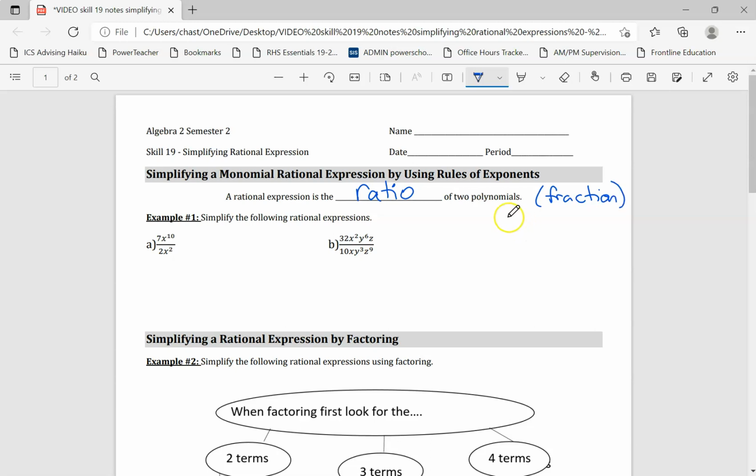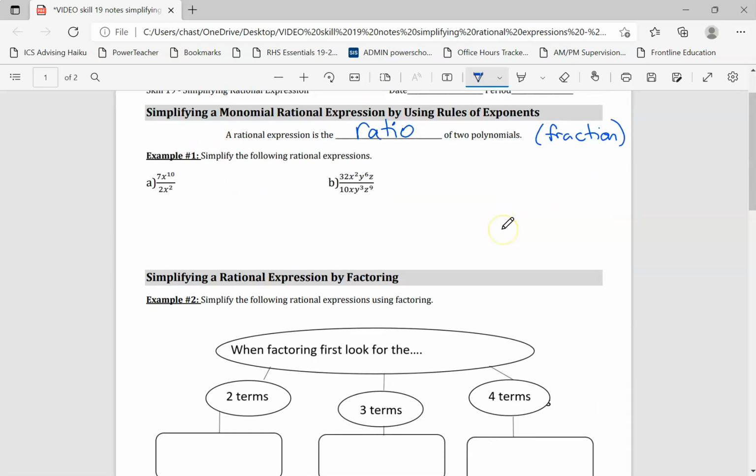So let's start by reviewing a couple of monomial rational expressions using our properties of exponents. If I look at letter A, I have 7 over 2. Those are just coefficients and nothing changes about those. But x to the 10 over x to the 2, we're going to subtract those exponents and we're going to get x to the 8. And since that's a positive exponent, we'll leave it on the top.